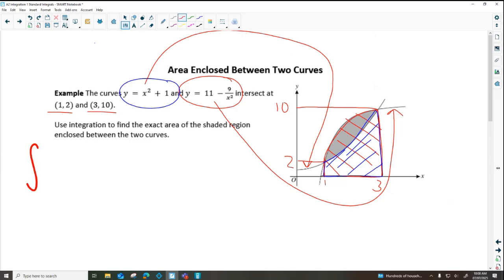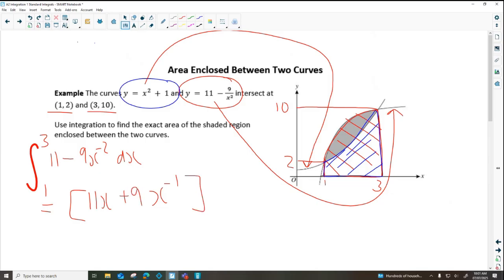So let me do the integral from 1 to 3. It's only the x values we need of 11 minus 9 over x squared. Well, in order to integrate this, 11 is fine. 9 over x squared is 9 lots of 1 over x squared. So it's 9x to the minus 2 dx. Integrating that, 11 becomes 11x. Increase the power by 1 and you'll get x to the minus 1. Minus 9 divided by minus 1 is plus 9. No need for a plus c. Put it in square brackets with a 3 and a 1.